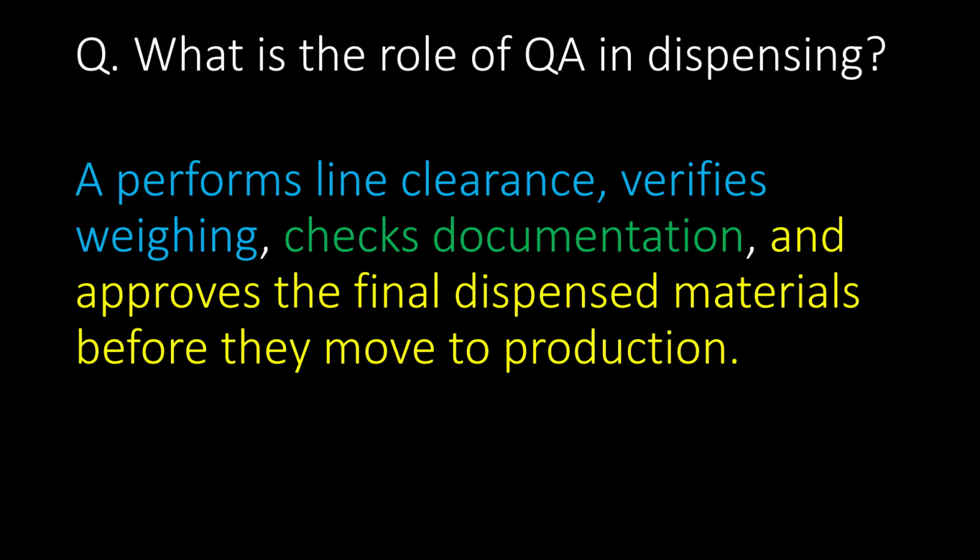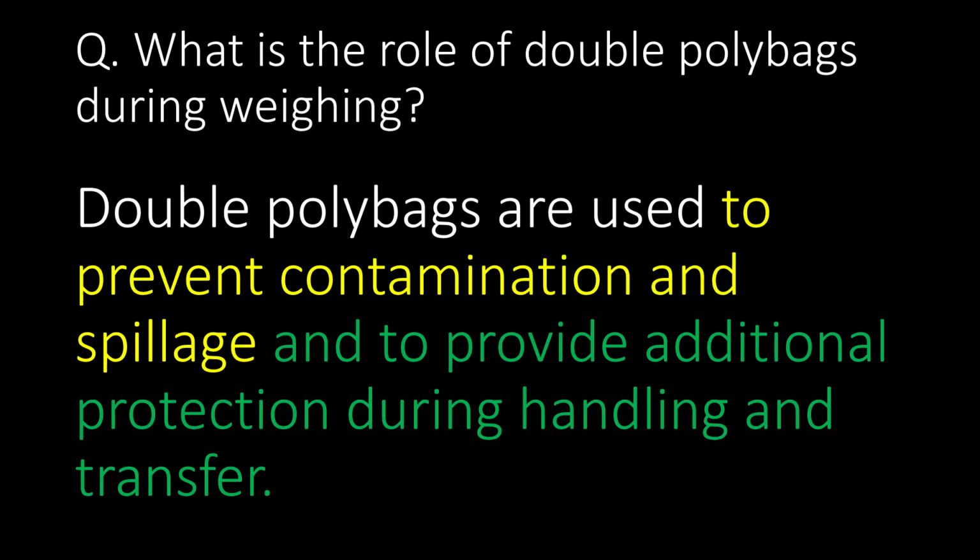What is the role of QA or quality assurance in dispensing? QA performs line clearance, verifies weighing, checks documentation, and approves the final dispensed materials before they move to the production area. What is the role of double polybags during weighing? Double polybags are used to prevent contamination and spillage and to provide additional protection during handling and transfer.